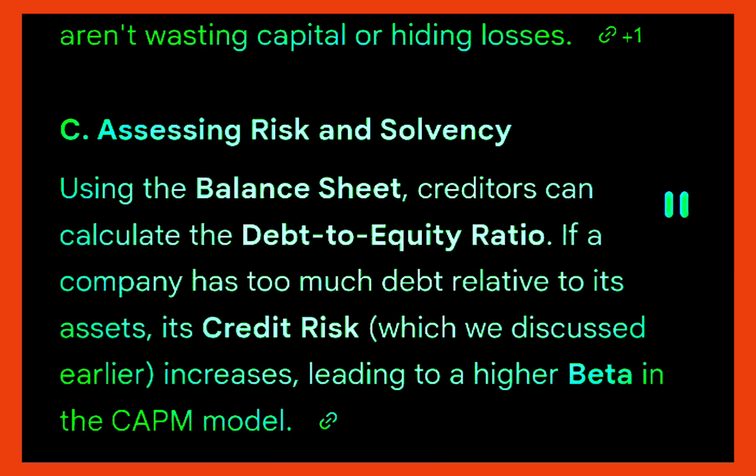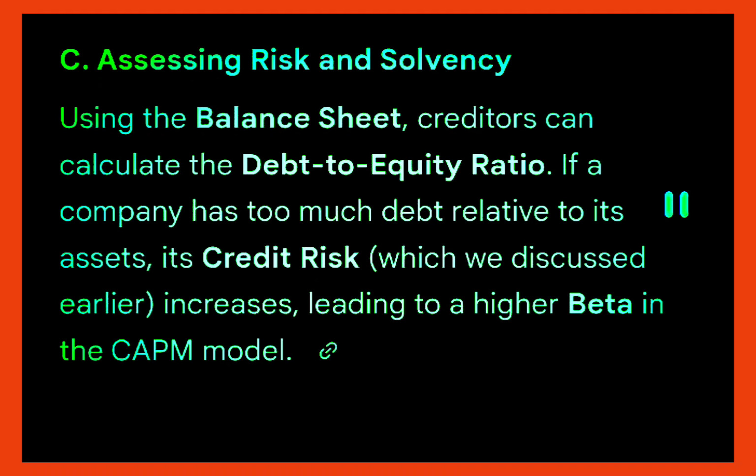C. Assessing risk and solvency. Using the balance sheet, creditors can calculate the debt-to-equity ratio. If a company has too much debt relative to its assets, its credit risk, which we discussed earlier, increases, leading to a higher beta in the CAPM model.